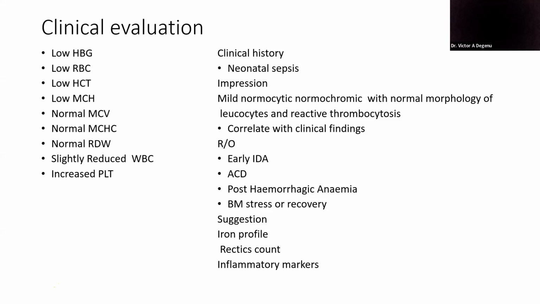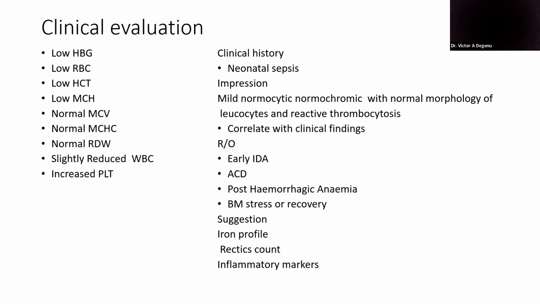So your iron profile may include serum ferritin, transferrin saturation, and minimum. Okay? So you may also do retics to let you assess whether the bone marrow is active, is producing. So increased retic count will show you that the disease will improve. Then inflammatory markers, that is your CRP and your ESR. Okay?